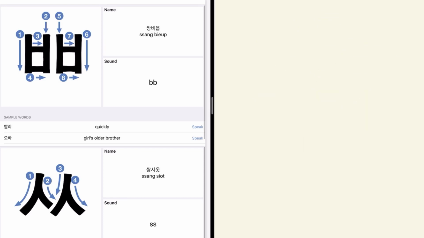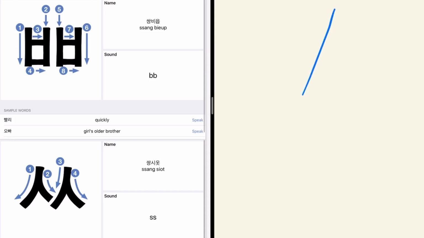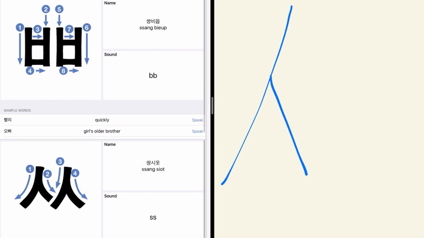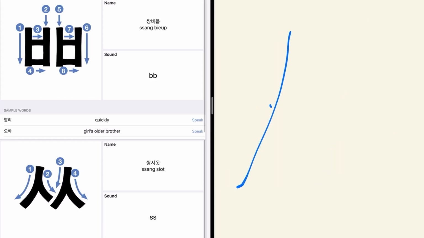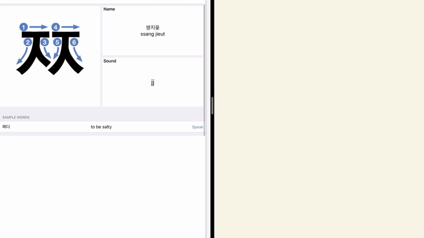Then how about the next one? 쌍시옷. Okay. The next one. Oh, sorry. Next one is 1, 2. Oh, too narrow. Sorry. 1, 2, 3, 4. Like this. 人人 쌍시옷. So 1, 2, 3, 4. Okay. Good. The last one is 쌍지읒.